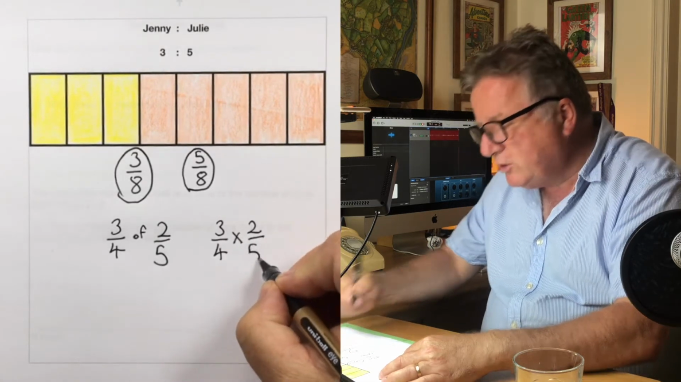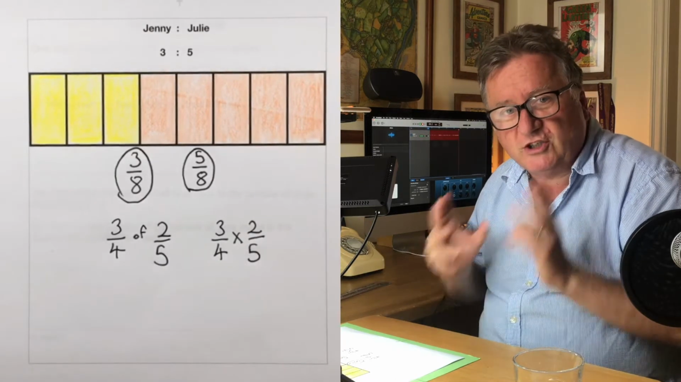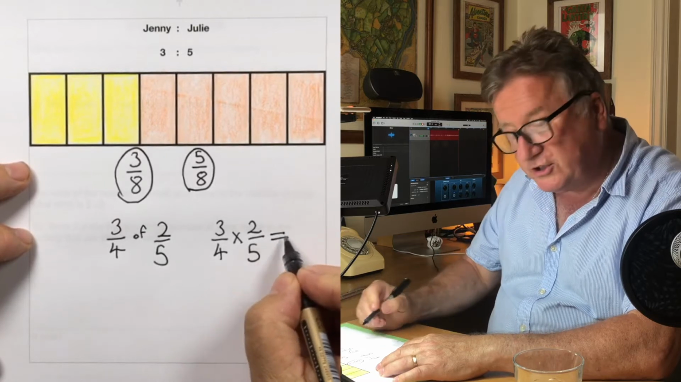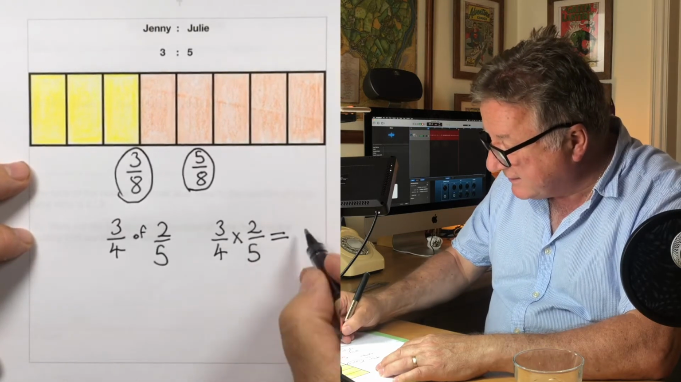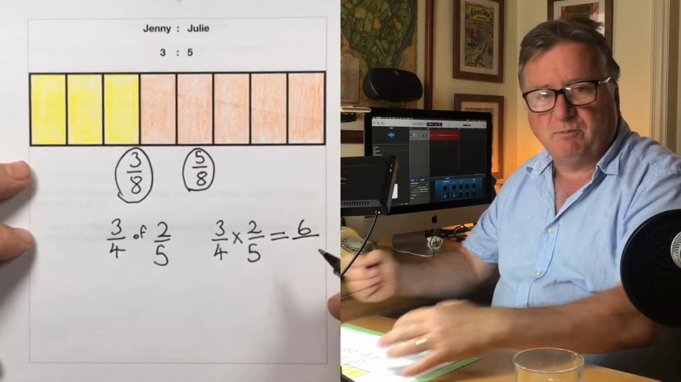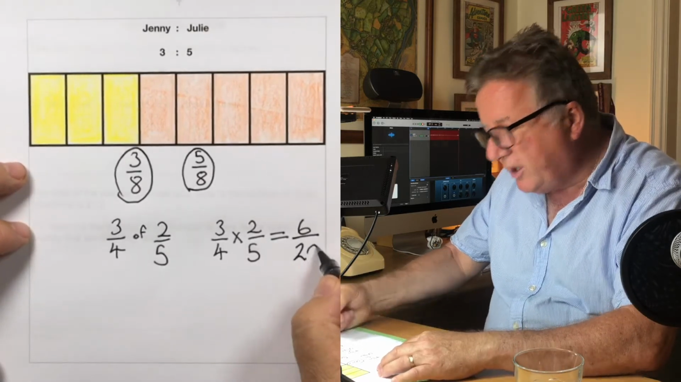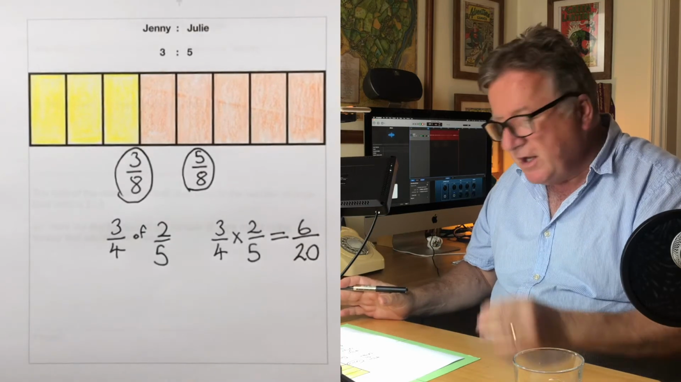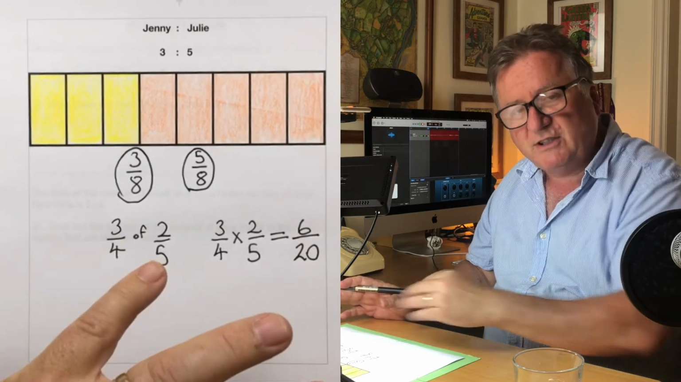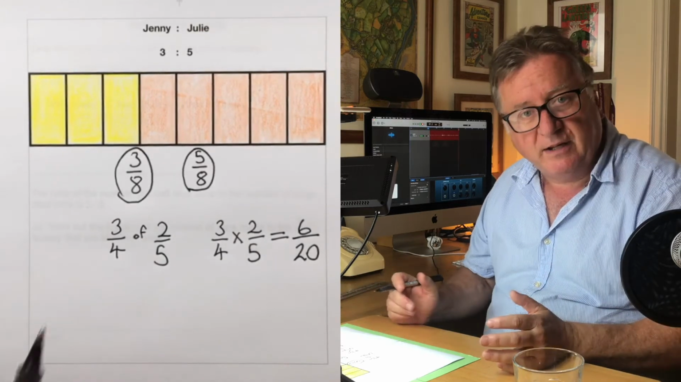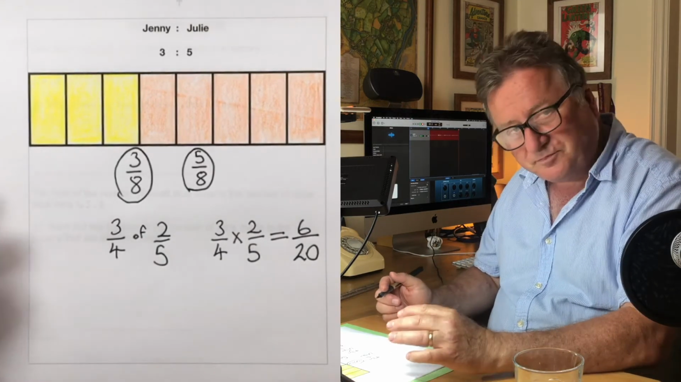Now multiplying fractions is straightforward so long as you can remember the rule. You basically multiply across the top. 3 times 2 is 6. Multiply across the bottom. 4 times 5 is 20. Now I know I can simplify that fraction, but I'm not going to do that at the moment. And in fact, in exam questions, the examiner will make it clear if you need to simplify a fraction.